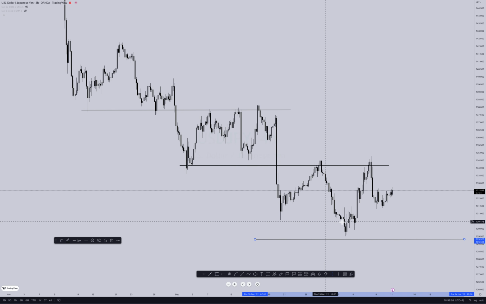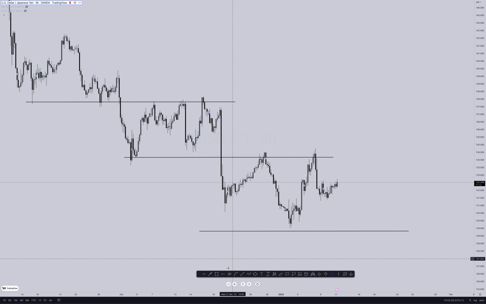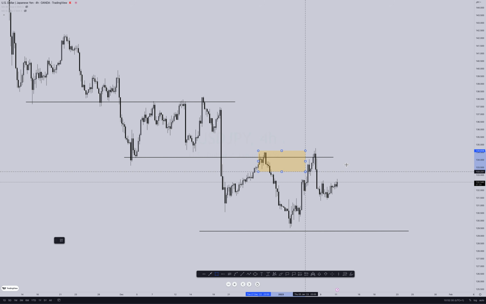So what is this saying? Any level above this previous market structure, which is the lower highs, any level above this point is giving us a kind of invalidation of the current market trend.